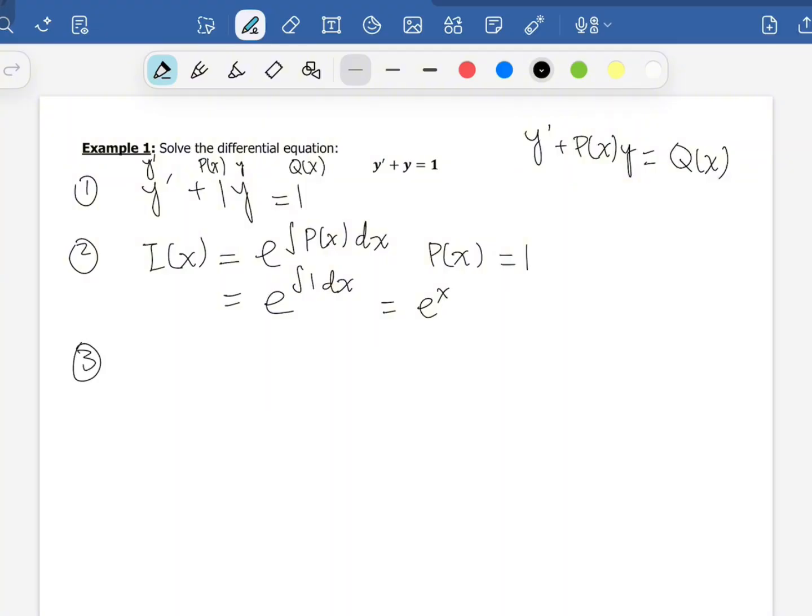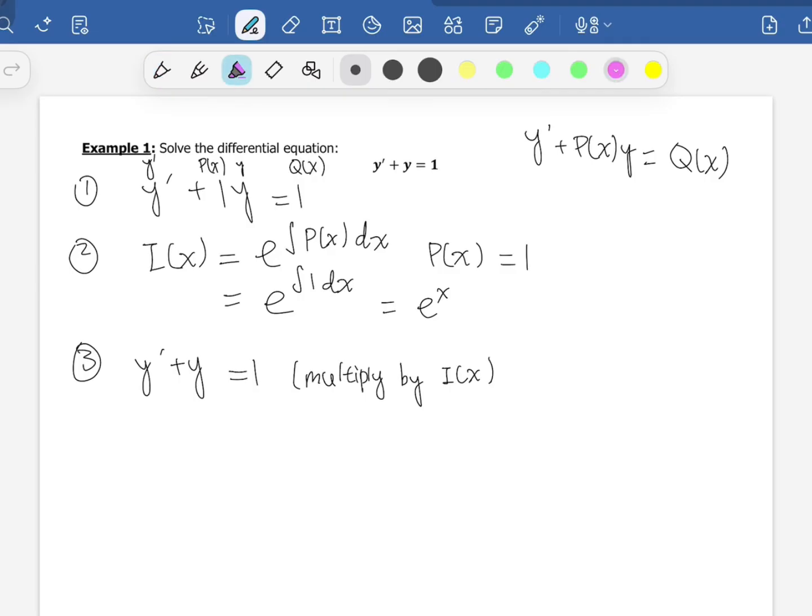Now, for step 3, we will multiply everybody by the integrating factor. And let me color code this, e to the x. So if we multiply both the left and the right side by our integrating factor, this is what we get.